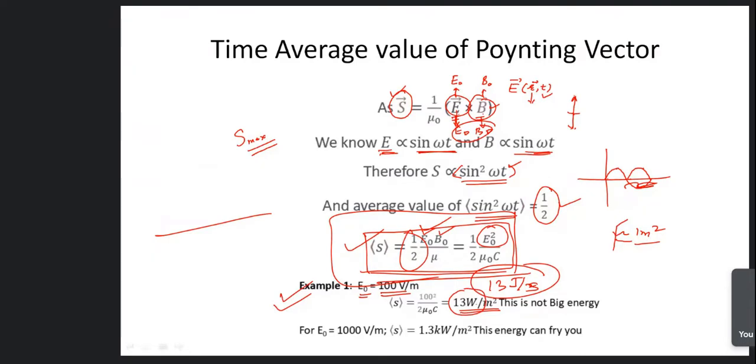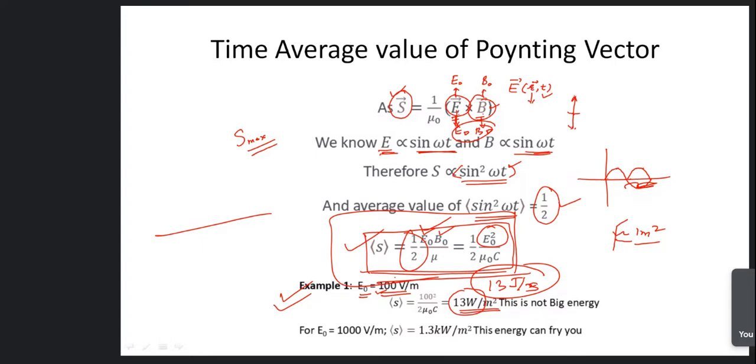Okay, or 13 watt power will flow through your body. This is when the electromagnetic waves incident on your body have an E field with amplitude equal to 100 volt per meter.